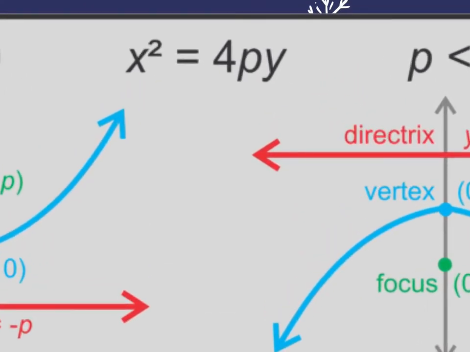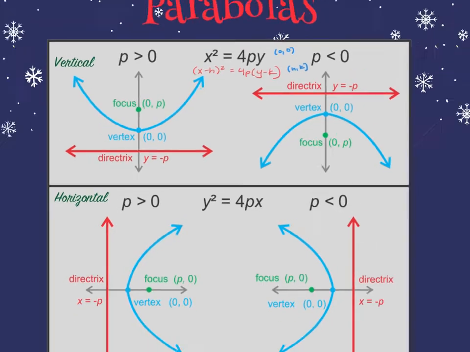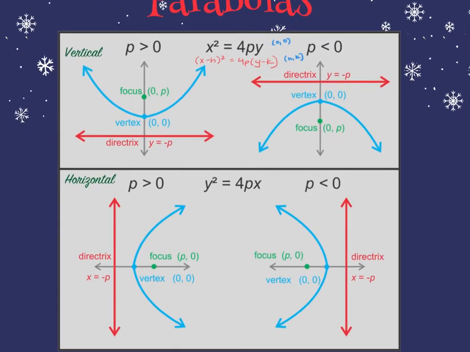If there's a number inside, so these are if the vertex is at 0, 0. But if the vertex shifts, then it should be x minus h squared equals 4p times y minus k. So remember, this would be if it's at 0, 0. This would be if it shifts to h, k. That h, k, or 0, 0, is your vertex. You would use 4p. If it's positive, it's going to point up. If it's negative, it's going to point down.